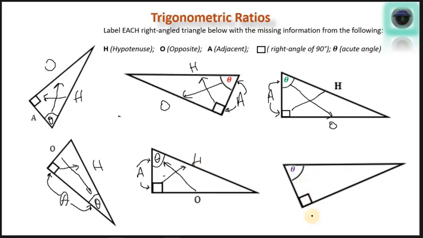What about this one? Can you identify the opposite? That's right, this will be my opposite. This will be my hypotenuse, opposite the right angle. This will be my adjacent. It's next to the acute angle, but it also was formed by the right angle.